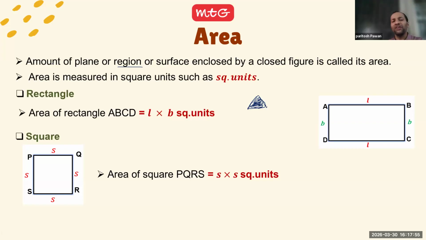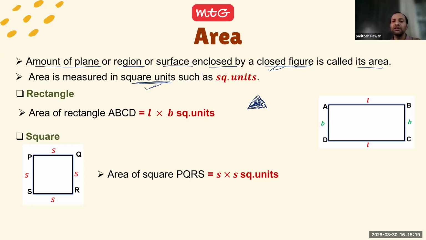Okay. So how have we defined it? Amount of plane or region or surface enclosed by a closed figure is called its area. Fine. So definitely again it should be a closed figure. Here area is measured in square units. Always remember, area will always be in square units.